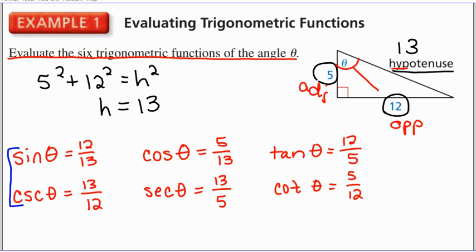So that's kind of like a little cheater way of how to remember what goes with what. Sine and cosecant, they don't start with the same letter, so they go together. Cosine and secant go together. And then tangent and cotangent, they go together.